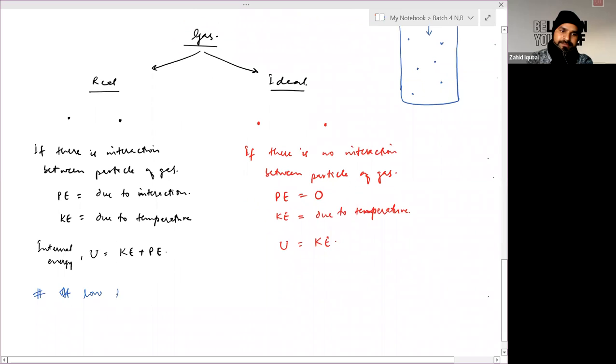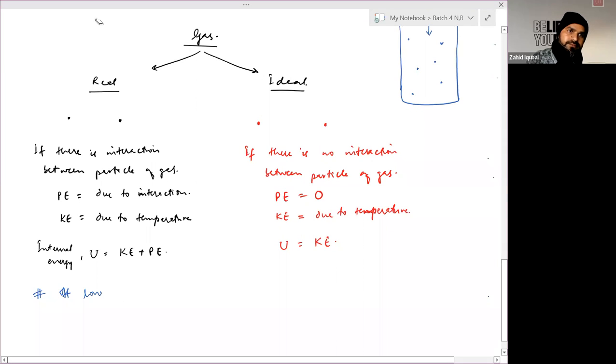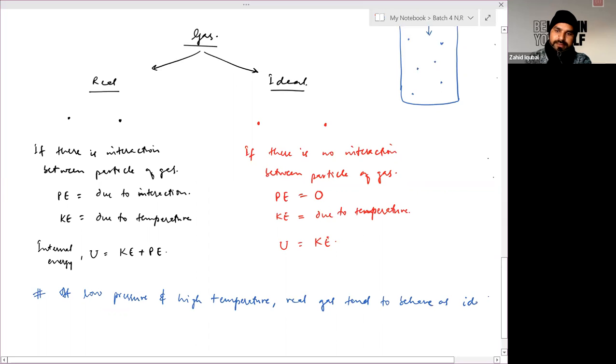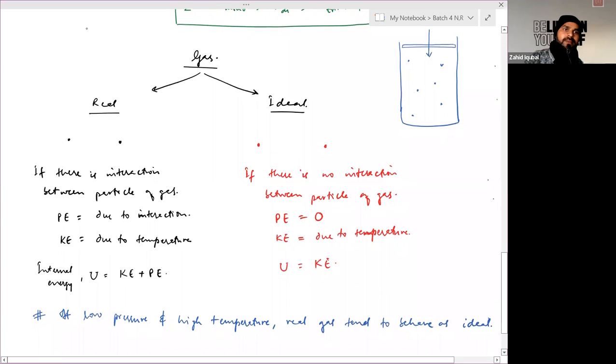So at low pressure and high temperature, real gas tends to behave as ideal. Just write it down. Minashi, any doubt? No, sir.